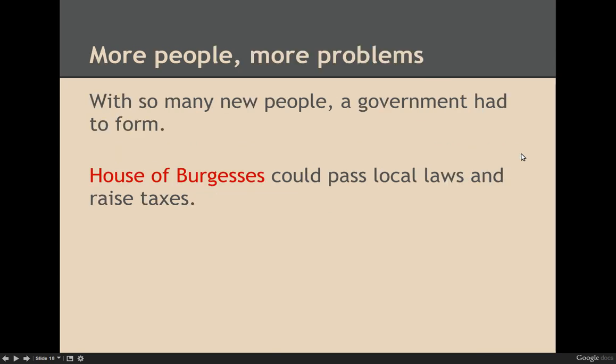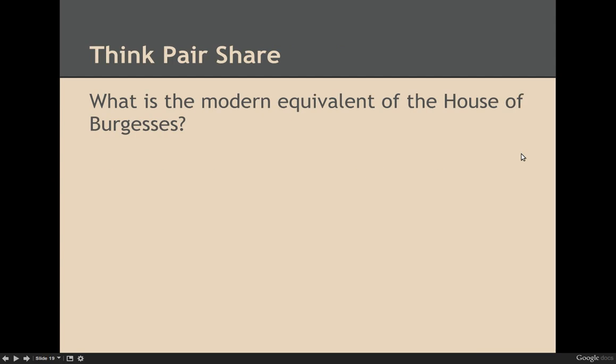So we have this influx of English people, and more people, you have more problems. They want to govern themselves. They want self-government. So the colonists were allowed to create this House of Burgesses, and it was like a little local government. They could pass local laws and raise taxes. And what is the modern equivalent of the House of Burgesses? I want you to think about that. And if you came up with Congress, or any kind of governing body, you're on the right track.